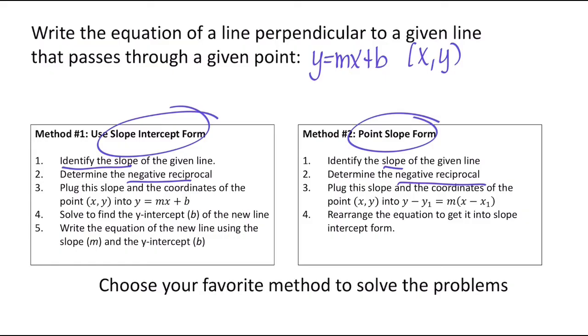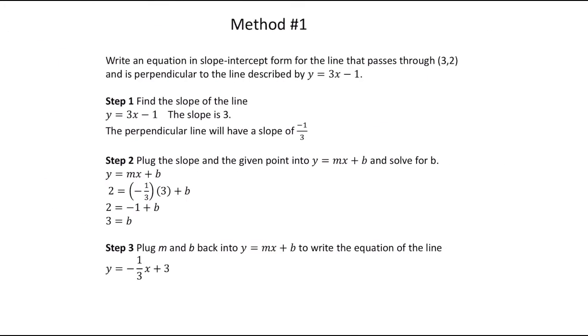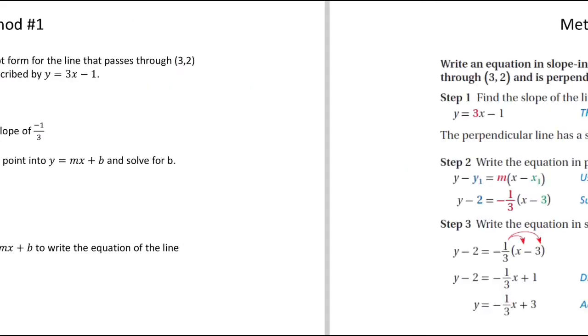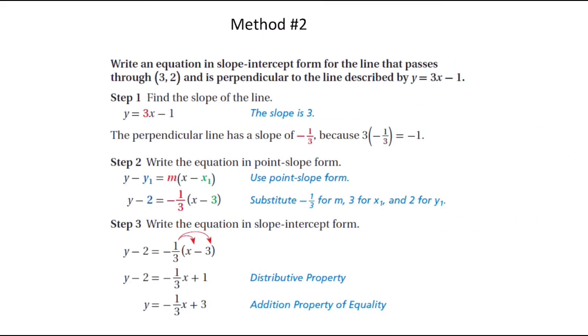Then you can plug the slope and the point into either point-slope form or slope-intercept form to write the equation of the line. Remember, choose your favorite method to solve the problems. I'm going to show you both in some of the examples, but you can fast forward through the parts that you don't need. So this is a fully written example of using method 1 to find a perpendicular line. And then this is a fully written out example of method 2. So remember, you can come back to these when you work on your homework assignment.